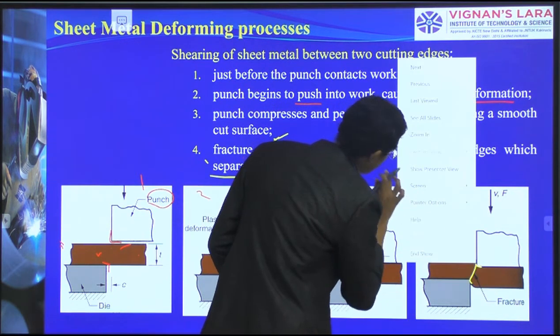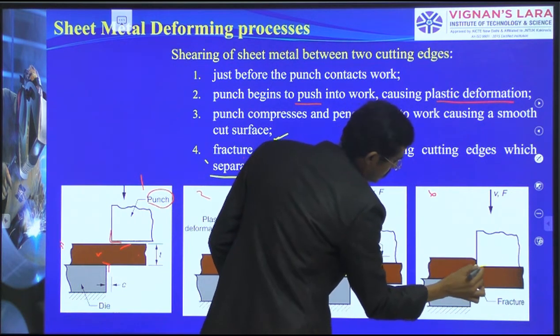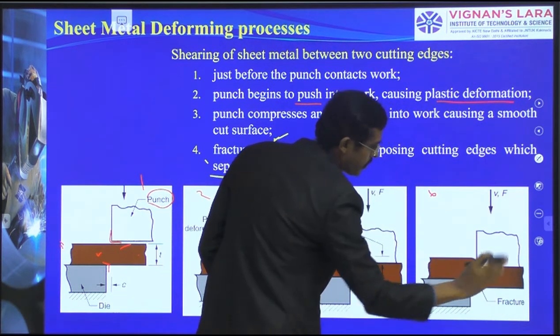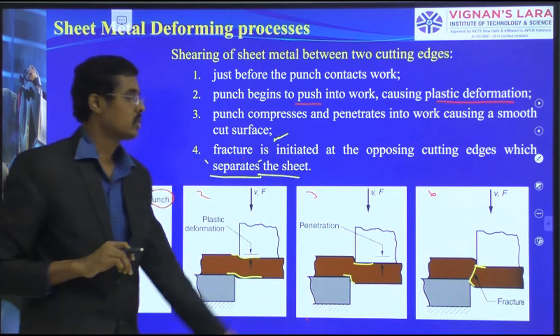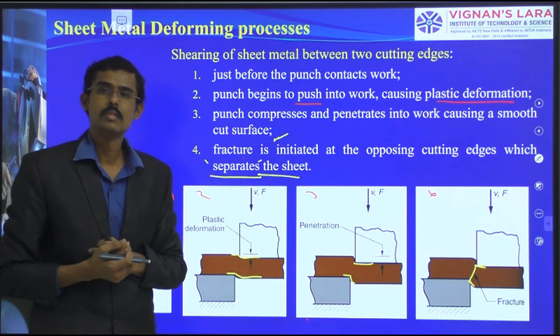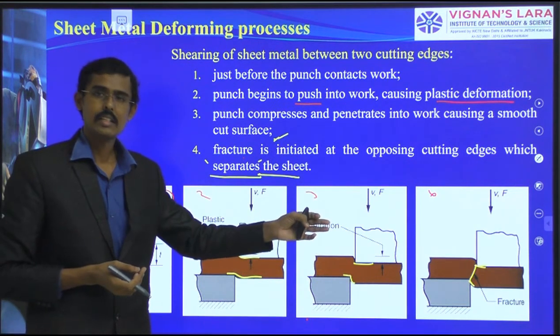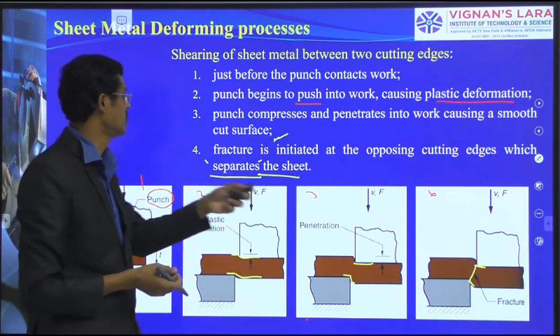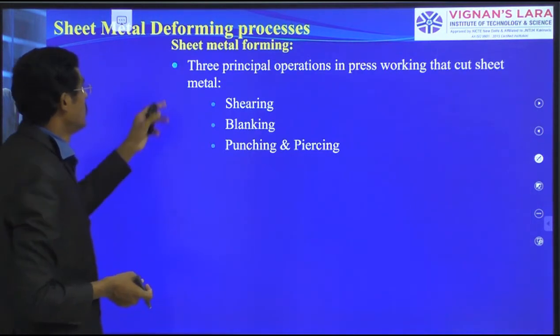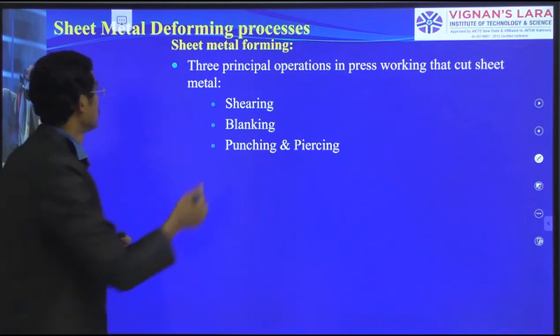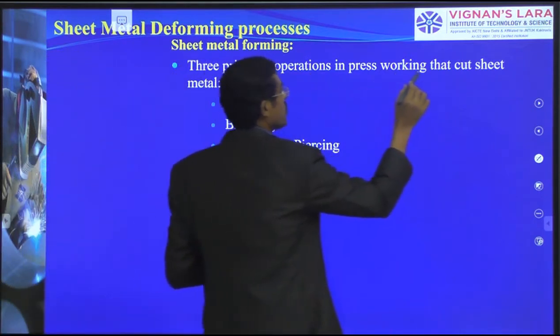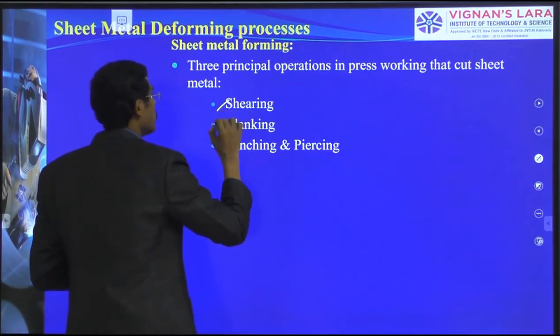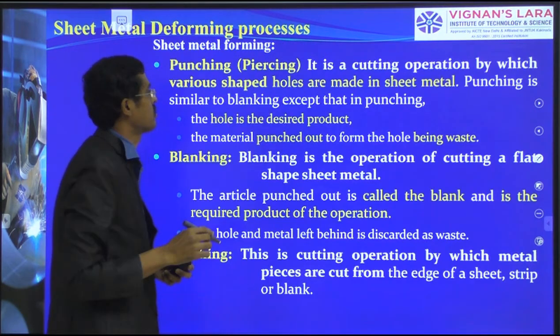It is going to cut. Likewise, this is one separate material, this is one separate material. So likewise, we are able to do the cutting operations. That is what sheet metal forming is. The three principal operations in press working that can cut are shearing, blanking and punching, and pressing. That is what we have seen.